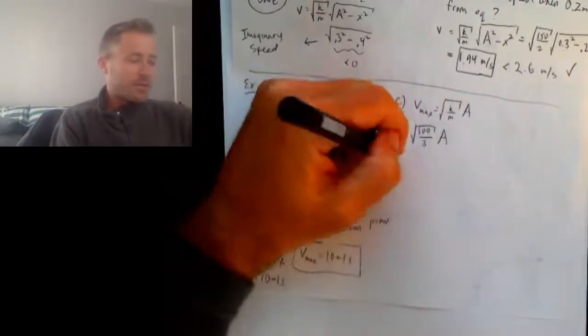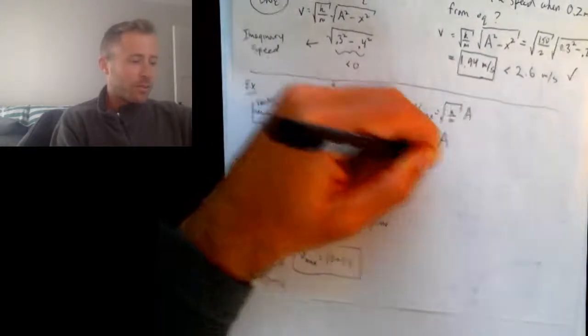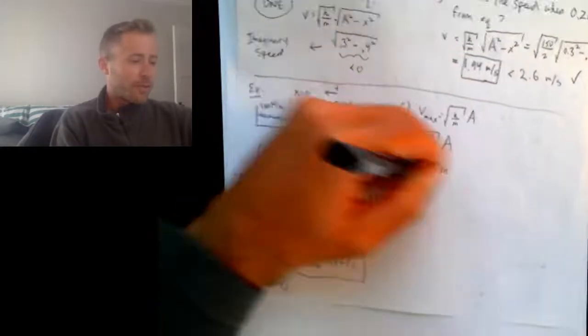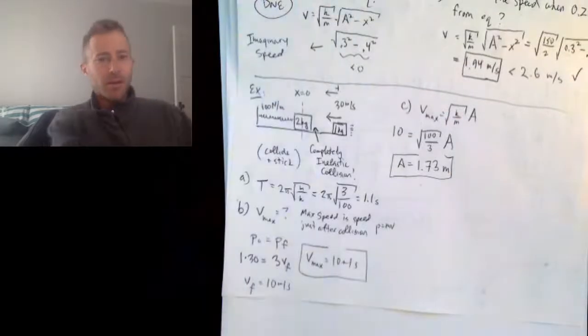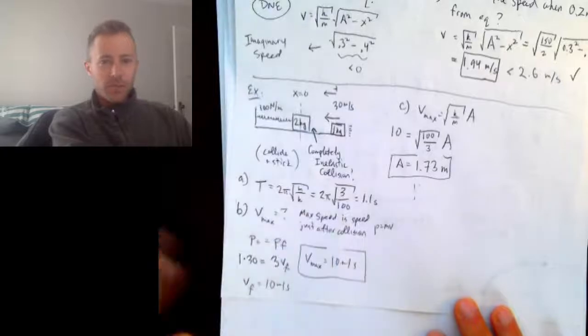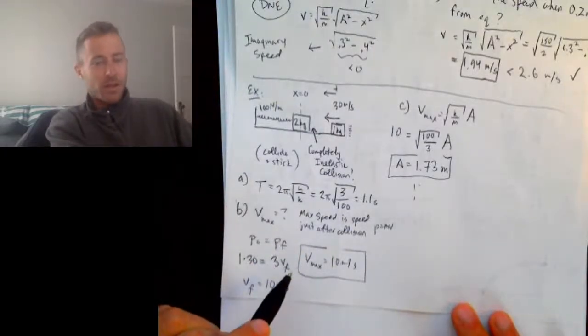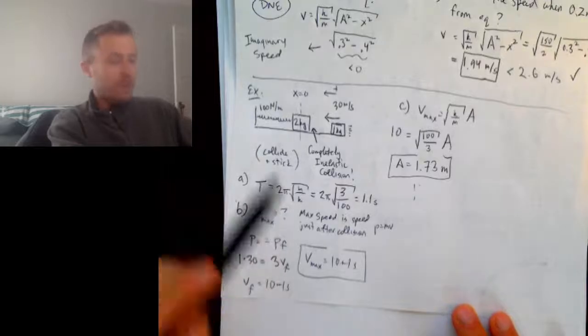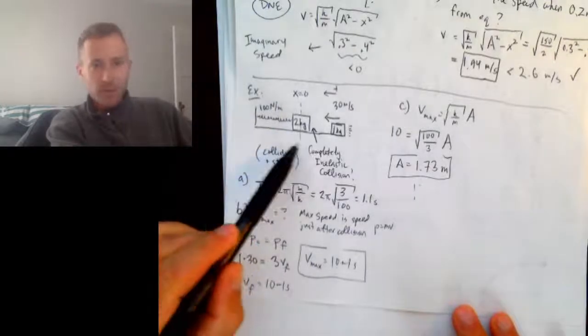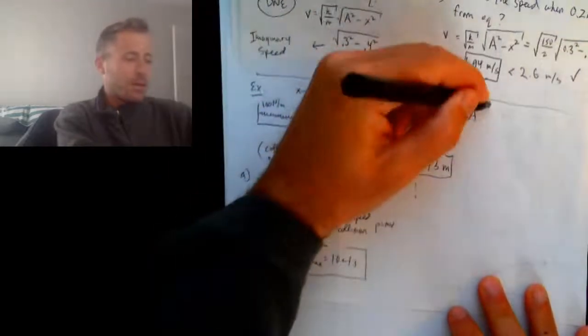And that means that the amplitude is 1.73 meters. And we could go on and ask more of the same stuff that we did up here. But really the trick is using momentum to figure out Vmax, and then recognizing that it's not 2 kilograms going back and forth, but in this case, it is 3. Okay? So I'm almost done here.